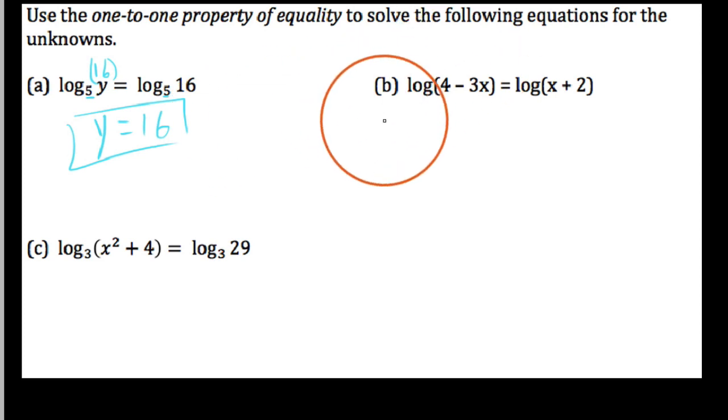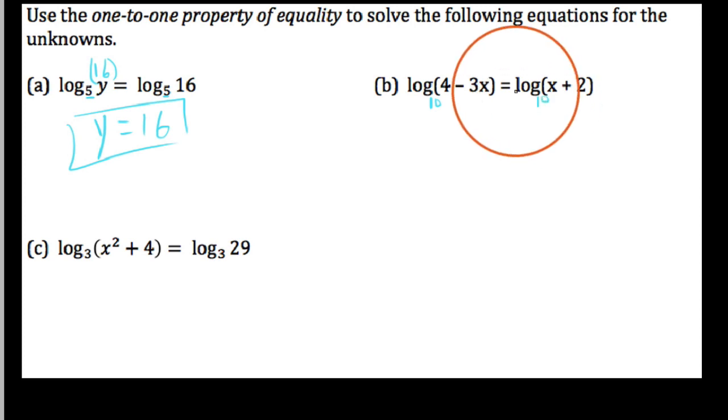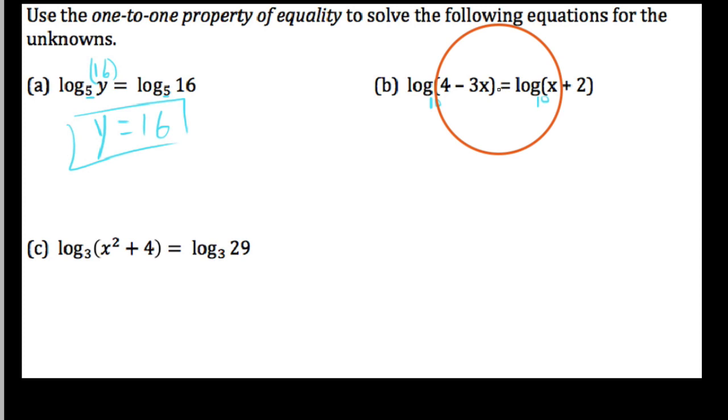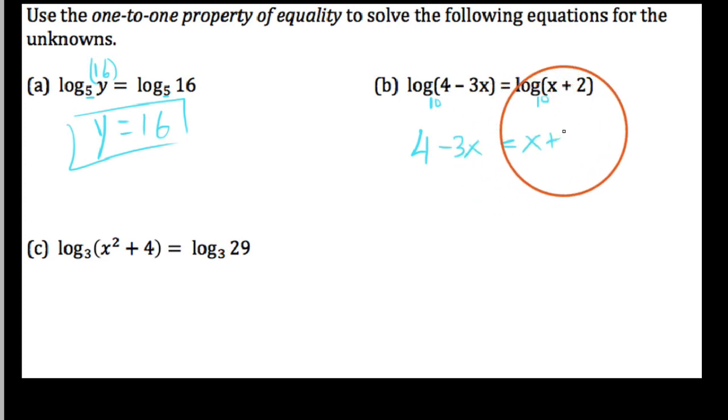A little bit more exotic example would be something like this. Now we say log base, well, what's the base here? I don't see the base. Oh yes, this is the common log, so log base 10. Don't forget, if you don't write the base in, it's log base 10, the common log. So we have log base 10 of 4 minus 3x equals log base 10 of x plus 2. Well, then this must mean that 4 minus 3x has to be the same as x plus 2.